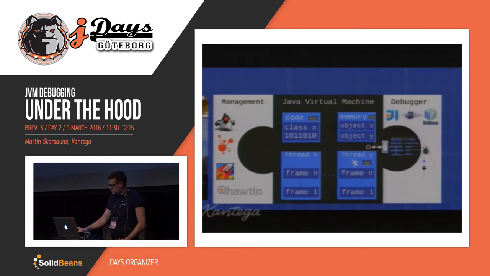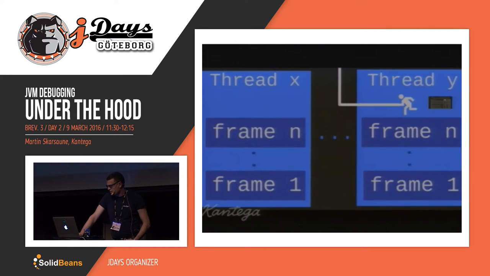If we look at this Java process, you have some threads. Say, for instance, your application is running in thread Y at this point in time. You have stack frames for each method invocation. From the stack, you have references to objects on the heap. And of course, the VM knows what code it's running at this point in time. So here is a short comparison of what information the debugger is able to extract compared to other tools.